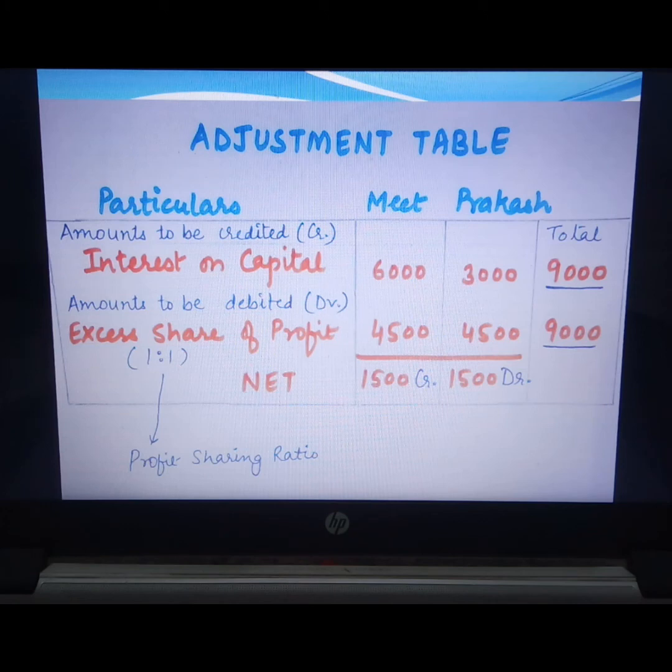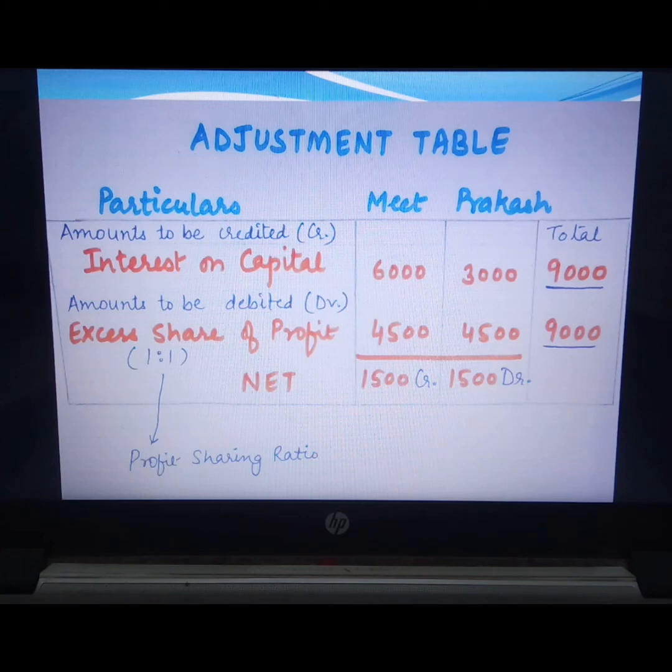There's another thing that you need to remember, that debit is always equal to credit even in this case. See, Prakash will be debited with rupees 1,500 and Meet will be credited with rupees 1,500. That would again complete your journal entry. You can also see, students, there's another column of total which is rupees 9,000. Okay, now this is also to cross check that you're not making any particular mistake.